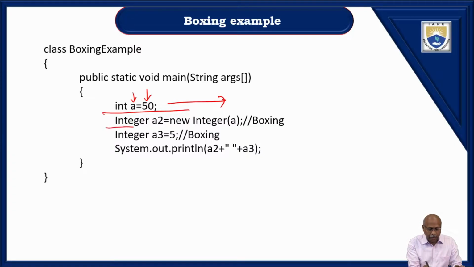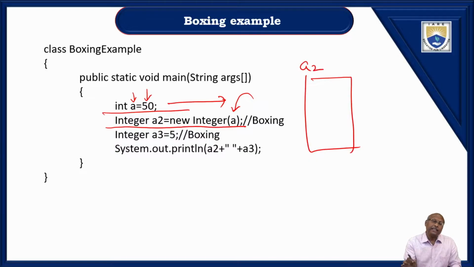Whereas if you write this statement, Integer a2 equal to new Integer of a, that means you are putting that a into the object. Automatically the object a2 will be created. In the a2 object the value 50 will be stored. So that means you have given a cover, a small box, to the value. So this concept comes under boxing. Again, Integer a3 equal to 5. This is also one type of boxing only. So boxing can be written either the first way or a second way also.